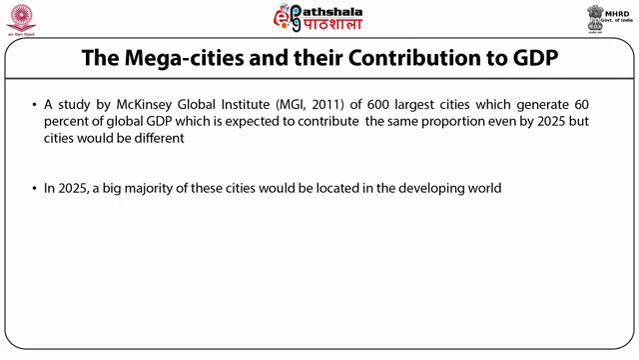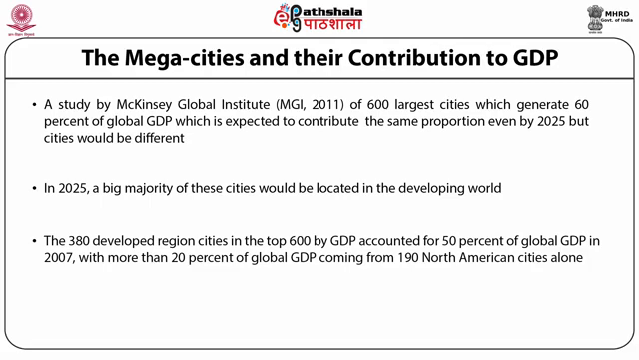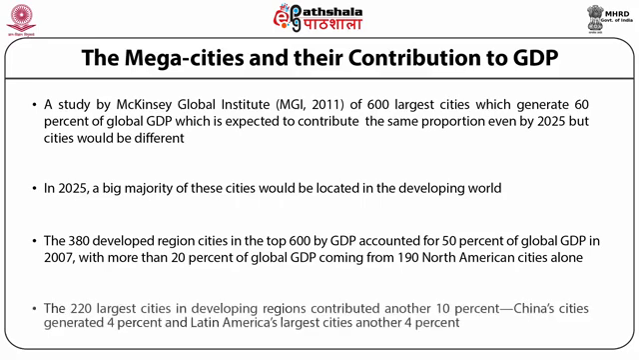Today, major urban areas in developed regions are without doubt economic giants. The 380 developed region cities in the top 600 by GDP accounted for 50% of global GDP in 2007, with more than 20% of global GDP coming from 190 North American cities alone. The 220 largest cities in the developing regions contributed another 10%. China's cities generated 4% and Latin America's largest cities another 4%.